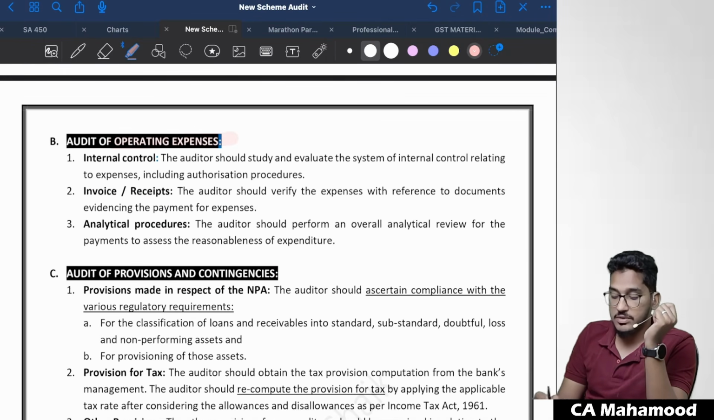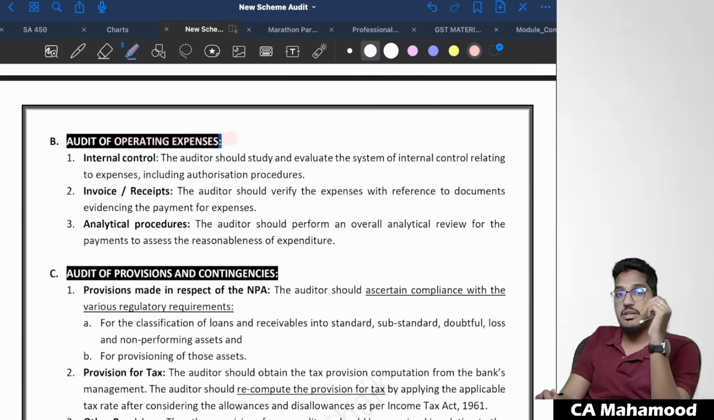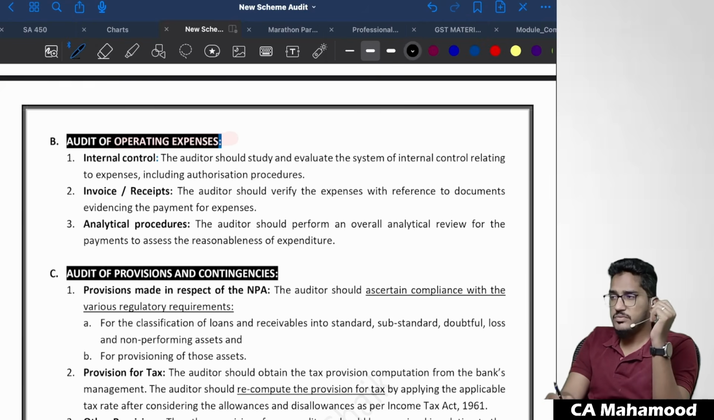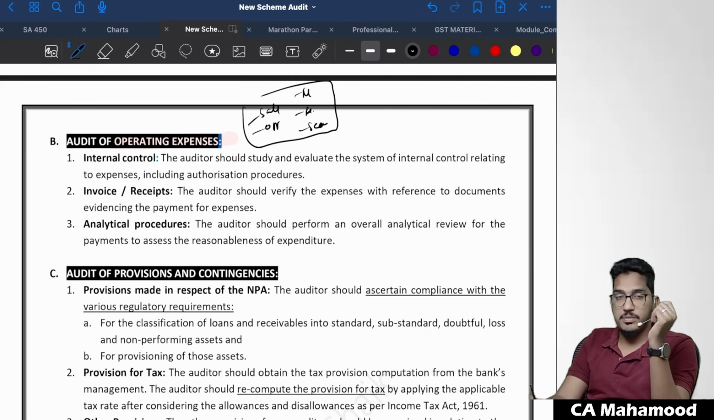Then we have interest expense. Apart from that, we have various other expenses also. Interest will not be the only expense. There will be various other expenses, like they have to pay staff salaries, office rent, maintenance, housekeeping services, and security. So many other expenses will be there. They have collectively given the name operating expenses.